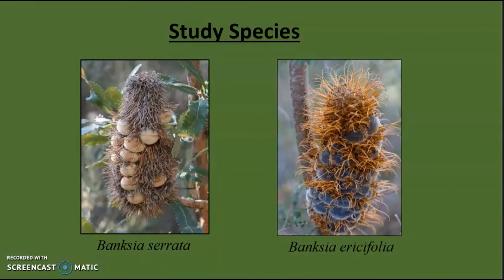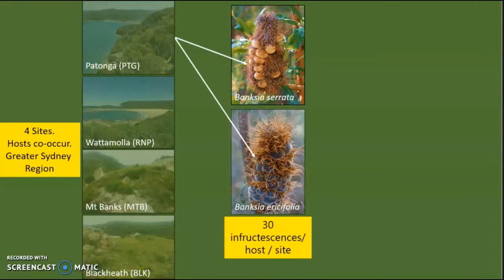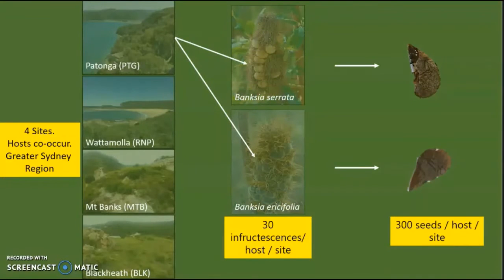These species are an abundant and important species within ecosystems and are frequently included in revegetation and conservation programs, where seed germination and establishment is particularly important. The seeds were collected from 4 national parks in the Greater Sydney region, where both species co-occur. At each of these sites, 30 infructescences were collected from the canopy of each of the hosts. From each of these infructescences, 10 seeds were removed, totaling 1,200 seeds per host.